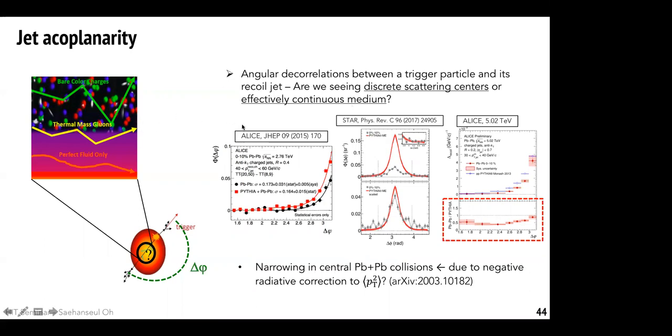There have been a few efforts on this observable, such as the ALICE publication in 2015 and the STAR one in 2017. But the most recent ALICE preliminary results show that in heavy ion collisions, the delta phi is even narrower than in pp collisions. One of the theory or phenomenology publications explained this as due to a negative radiative correction to the scattering, the mean pT squared. So this is one of the explanations by phenomenology.